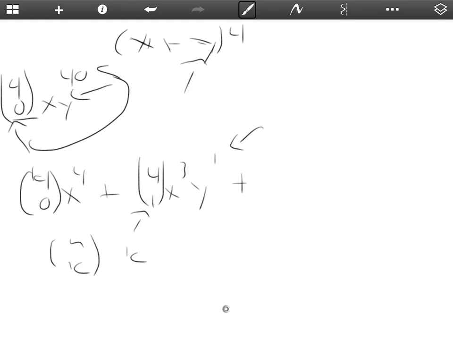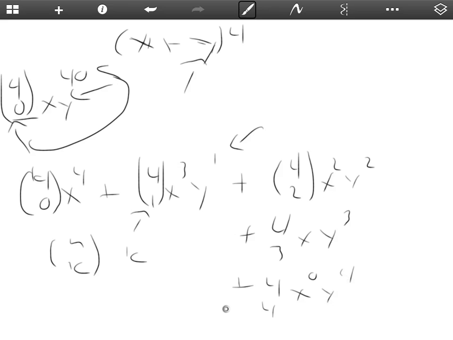And then this is 4 choose 2, x squared, y squared, plus 4 choose 3, x y cubed, plus 4 choose 4, x to the 0, y to the fourth, and that's going to give you the exact same answer, because it's really the same method, just given a different name. What is it? 4x cubed y plus 6x squared y squared plus 4xy cubed plus y to the fourth. So it's the same answer. All right, that's it.